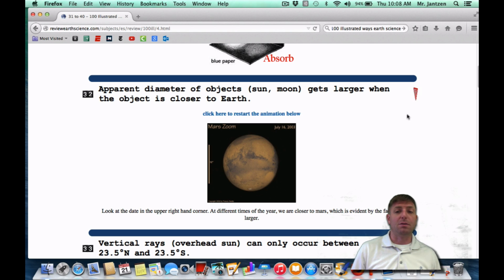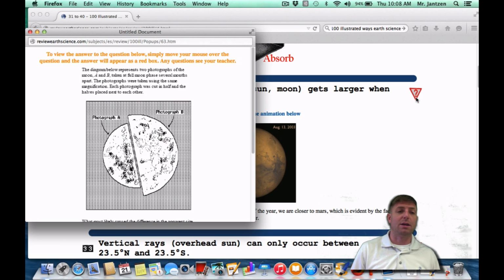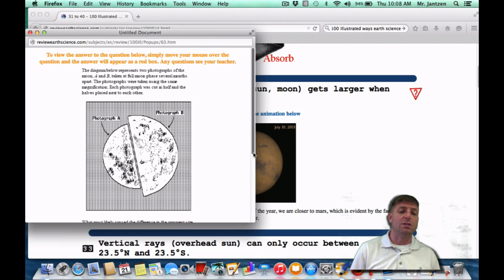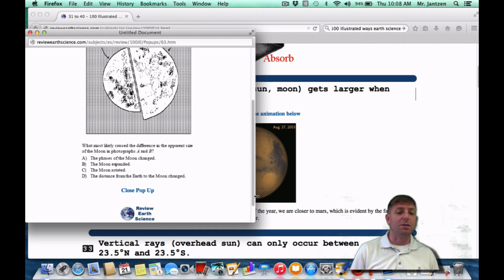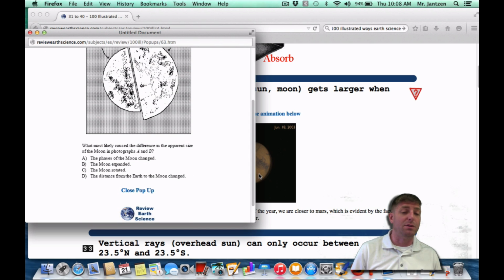If this was going to appear as a Regents question, it may look something like this, okay? Diagram below represents 2 photographs of the moon A and B taken at full moon, several months apart. The photographs were taken using the same magnification. Each photo was cut in half and the halves placed next to each other. So, what the question's asking you, okay, is what most likely caused the difference in the apparent size of the moon, even though we're talking about the same moon, okay? And once again, we're talking about how the size will change due to how close or far you are, okay? Or choice D.